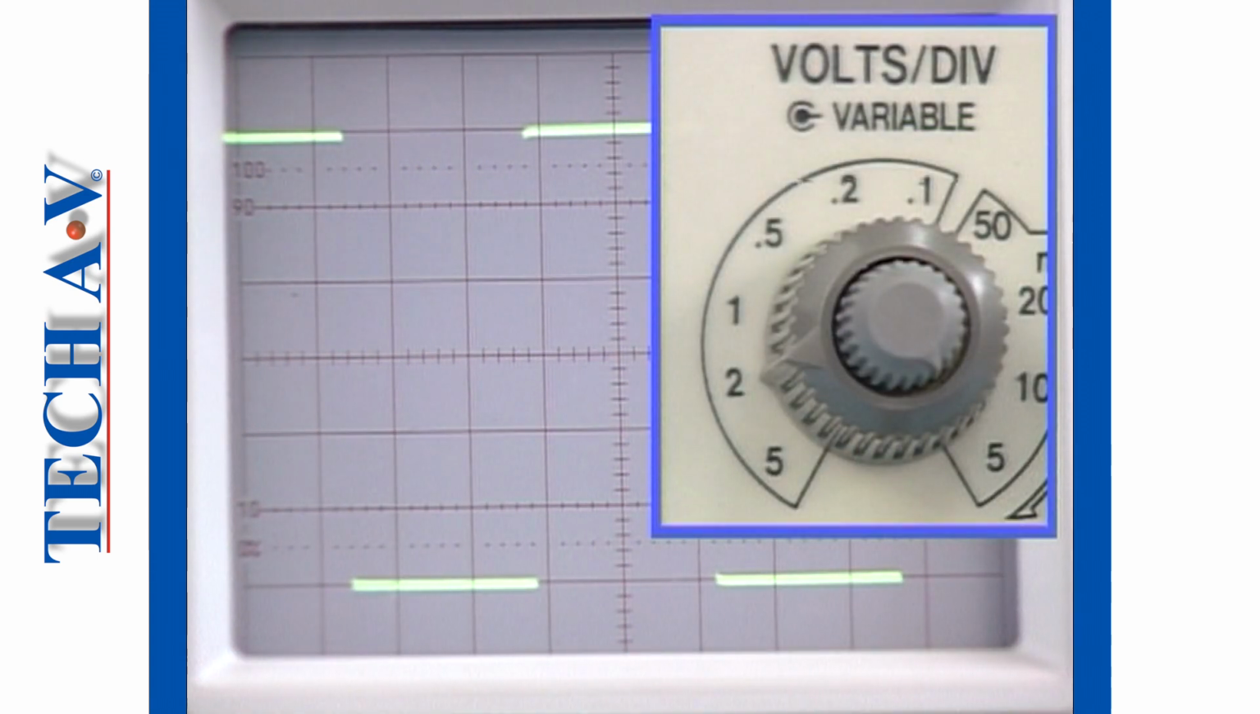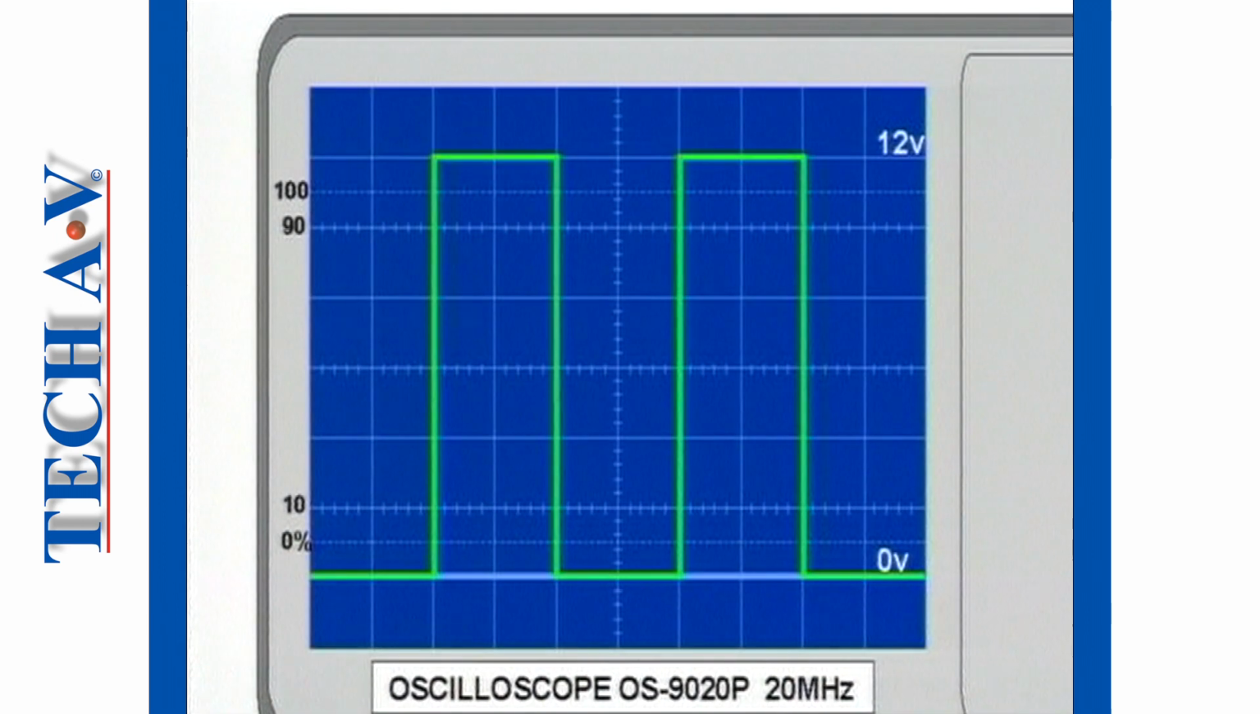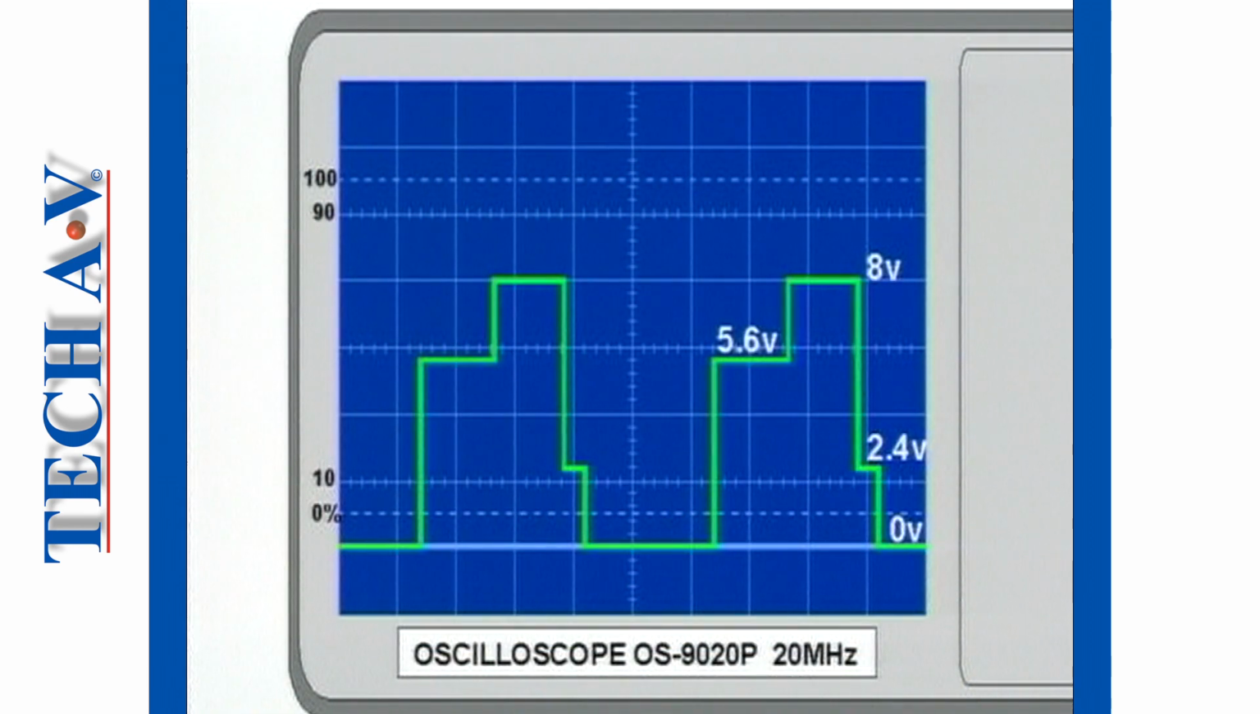Calculate the instantaneous voltage of the square wave by multiplying the setting of the volts per division control by the number of divisions. The calculation is 6 divisions times 2 volts per division equals 12 volts. Owing to the regular repetitive pattern of this square wave, the instantaneous value of the waveform is either 0 volts or 12 volts. Complex waveforms will have many different instantaneous voltage values, as the diagram shows.